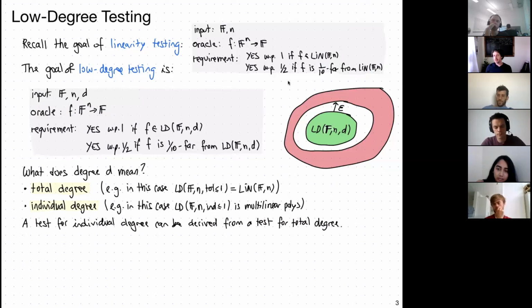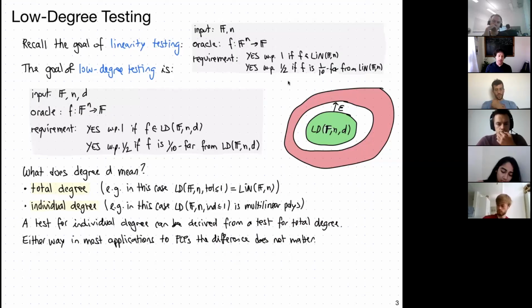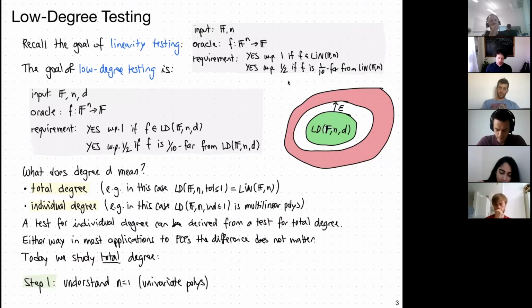So we'll focus in our setting on total degree, and the main reason is because it's quite straightforward, and it's an exercise. I think you might even do it in one of the worksheets. It's a very simple exercise that if one has access to a total degree test, one can infer from that an individual degree test. So we'll focus on the slightly harder case of low degree. But regardless, in most applications to PCPs and locally testable codes and anything of this sort, the difference is kind of marginal. Okay, so we're dealing with total degree.